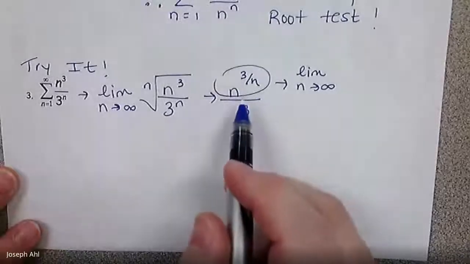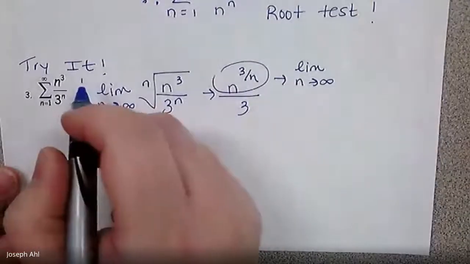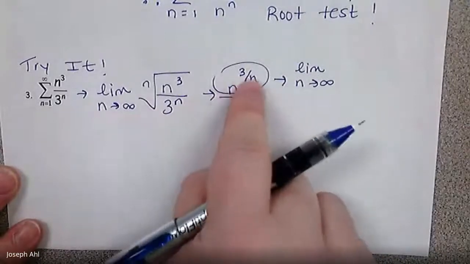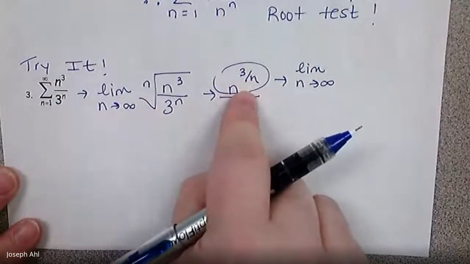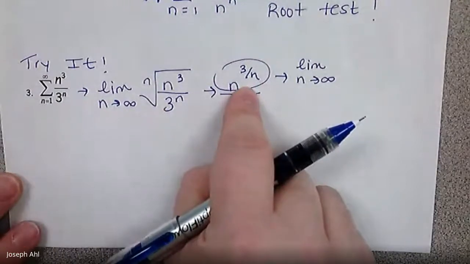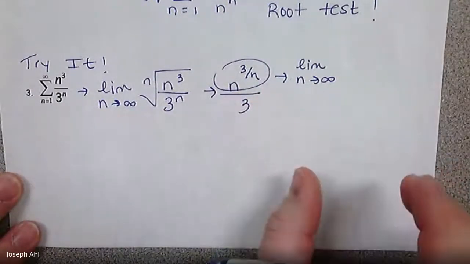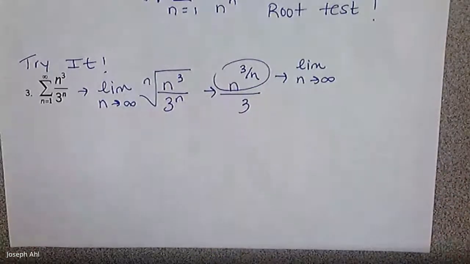So see if you can do the rest of this one. I've given you a little bit of an initial setup with the root test here. Determine what this would approach as n gets larger and larger. And then, once you've gotten to that result, determine in the end if this converges or diverges by the root test. So I'll let you finish the rest of that one.